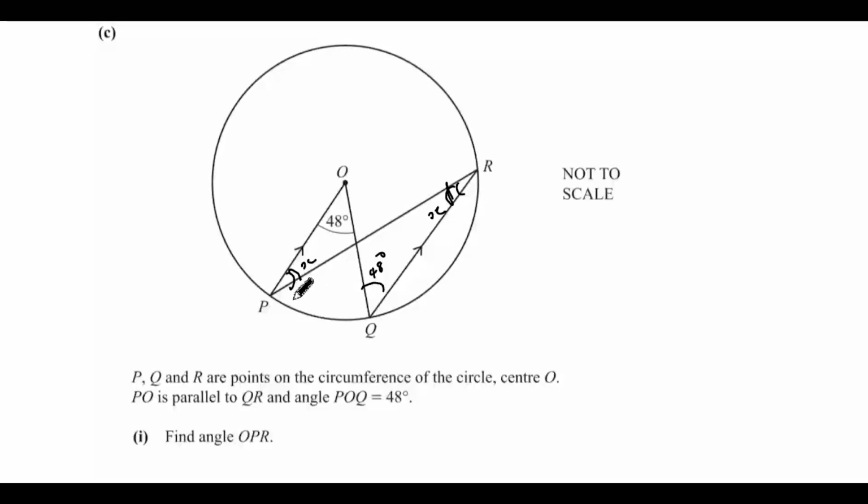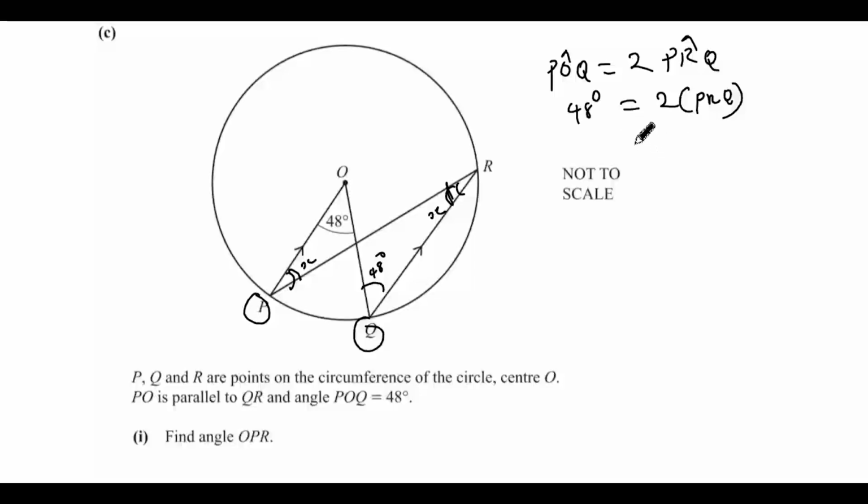Okay, so because they are produced by this arc PQ, that means this angle POQ you may want to write as POQ equals twice PRQ. And POQ is already 48 degrees, then this will be 2 into PRQ. Automatically, PRQ will be equal to 48 divided by 2. That will be 24 degrees. So that is PRQ, which is X here.